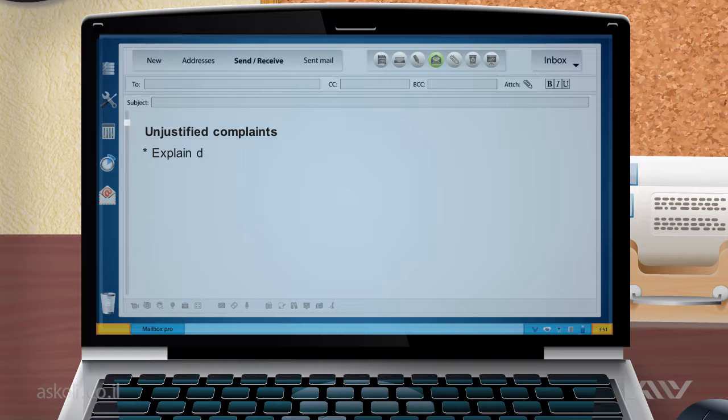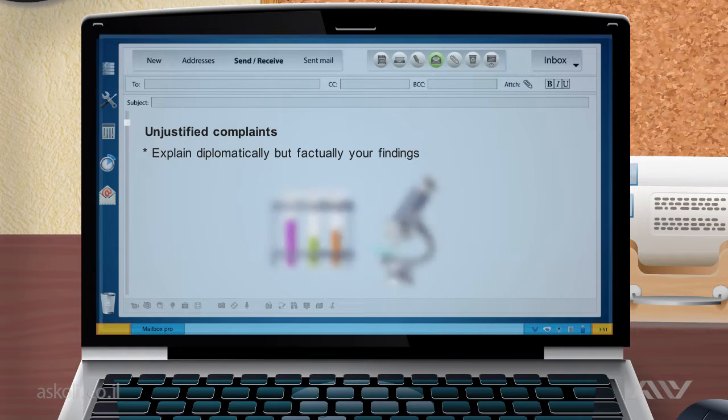Firstly, we explain diplomatically, but factually, as always, the findings. So, for example, we sent the sample to our laboratories and we found all the specifications to be exactly what was written on the certificate of analysis. So we explain diplomatically and factually.